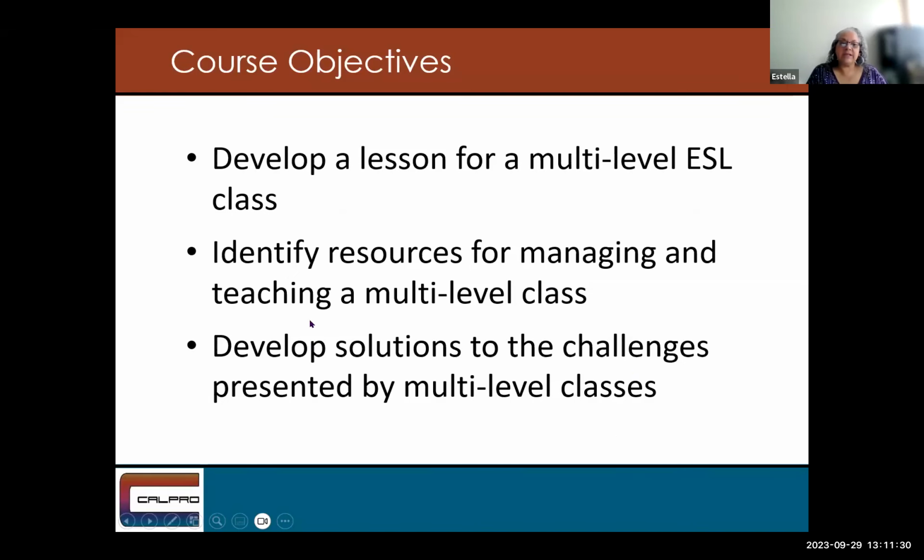So the course objectives overall are to develop a lesson for a multi-level ESL class, identify resources for managing and teaching a multi-level class, and develop solutions to the challenges and joys presented by a multi-level class.